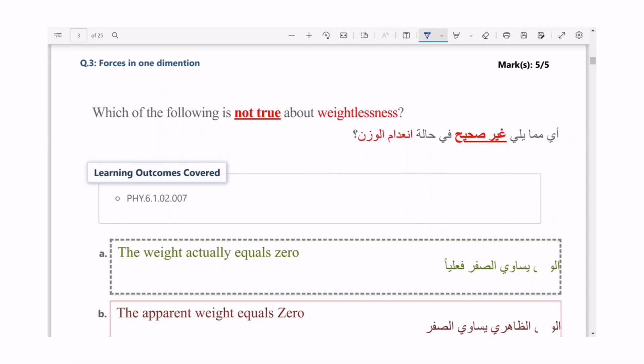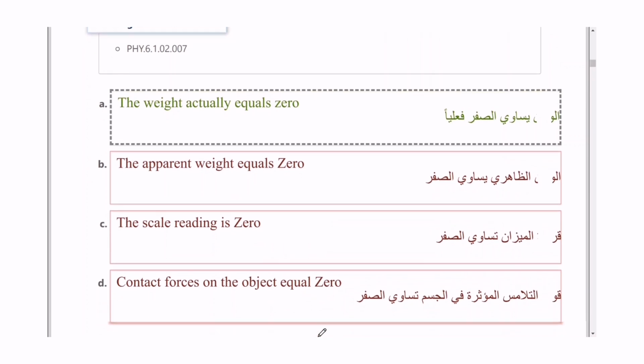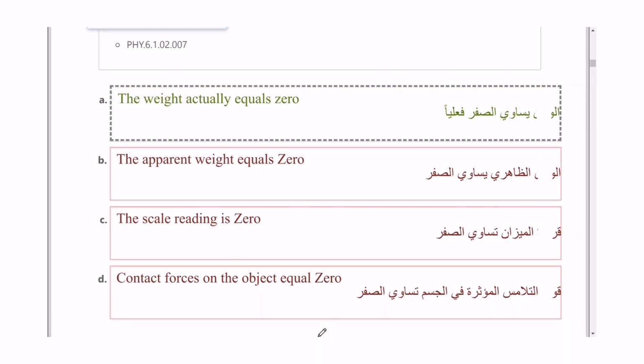Question number 3 is, which of the following is not true about weightlessness? So what is weightlessness? Weightlessness is a condition where you feel no weight, meaning your apparent weight becomes equal to 0. So the question is, which one is not true about weightlessness? We have 4 choices here. So I will go to the last choice. Contact forces on the object equal to 0.